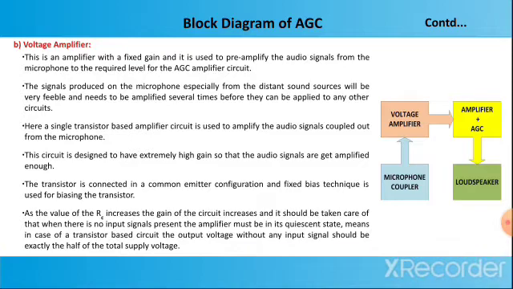The transistor is connected in a common emitter configuration, and the fixed bias technique is used for biasing the transistor. As the value of the RC resistor increases, the gain of the circuit increases, and care should be taken that when there is no input signal present, the amplifier must be in the quiescent state, that is the Q state, which means in the case of a transistor based circuit, the output voltage without any input signal should be exactly half of the total supply voltage.